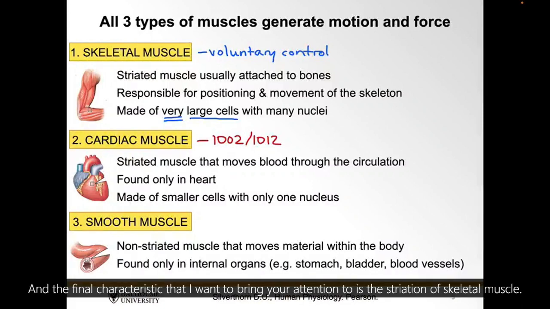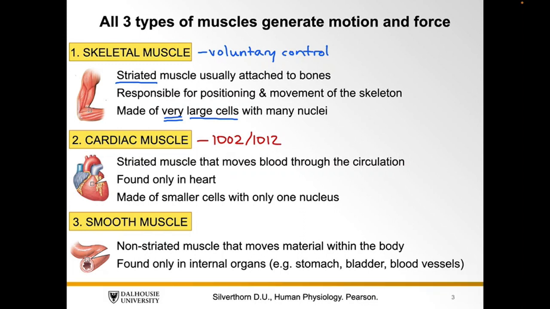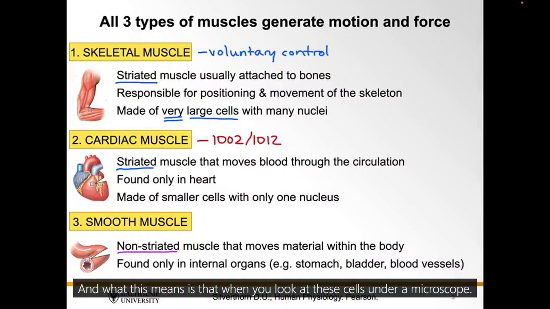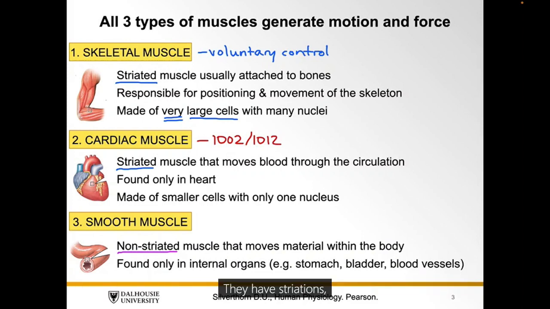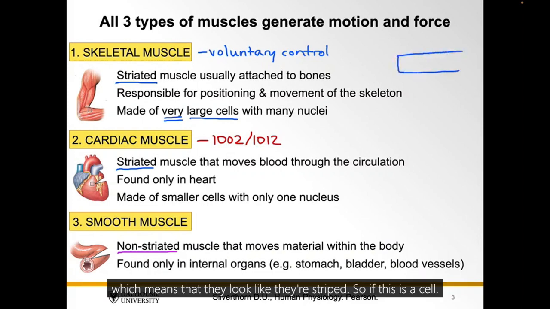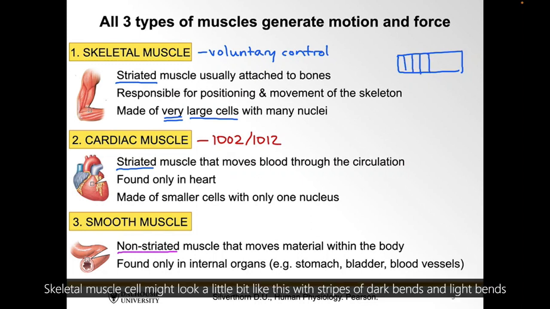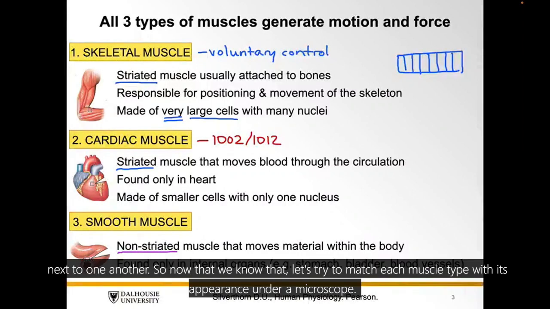And the final characteristic that I want to bring your attention to is the striation of skeletal muscle. You'll see that skeletal muscle as well as cardiac muscle are called striated, while smooth muscles are called non-striated. And what this means is that when you look at these cells under a microscope, they have striation, which means that they look like they're striped. So if this is a cell, a skeletal muscle cell might look a little bit like this, with stripes of dark band and light band next to one another.